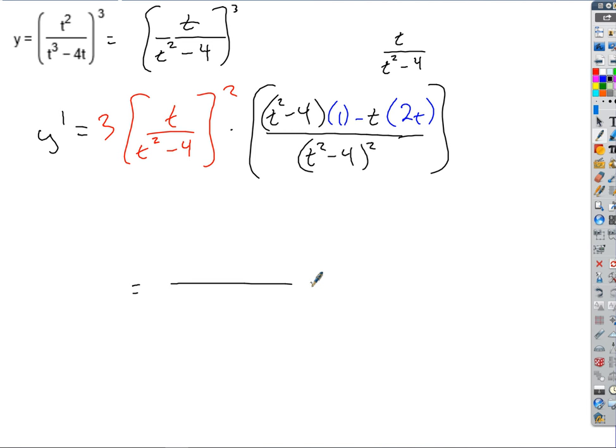This is a little tricky because don't forget, I got an exponent up here, right? So I've got to distribute that to both the numerator and the denominator. So if I end up with a t squared minus 4 squared on the bottom here and a t squared minus 4 squared on the bottom here, so what do I get? To the fourth, yeah.